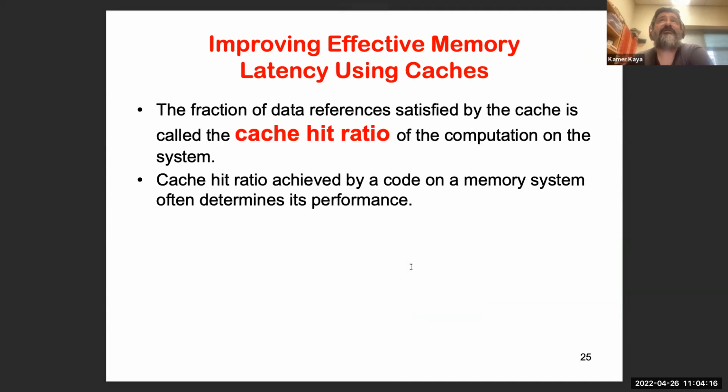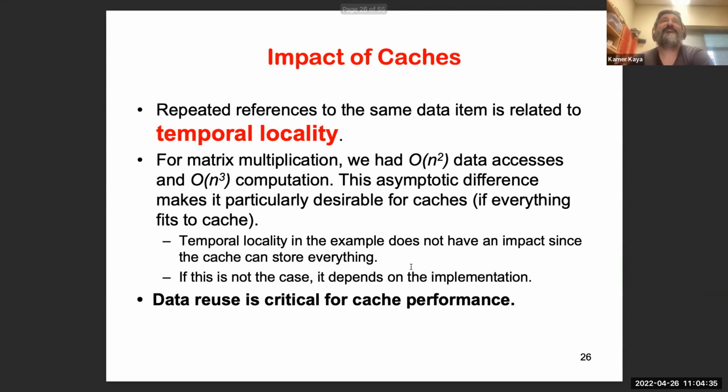So the fraction of data references satisfied by the cache is called the cache hit ratio of the computation on the system. And again, as I told you, this is one of the most important things that you need to consider if you are trying to improve the performance. Repeated references to the same data item is related to temporal locality. Suppose that you access an item, and maybe you will access it 10 more times.